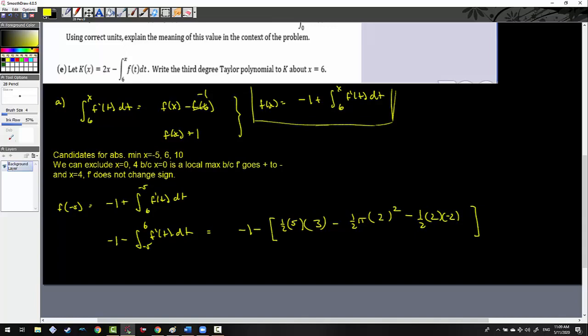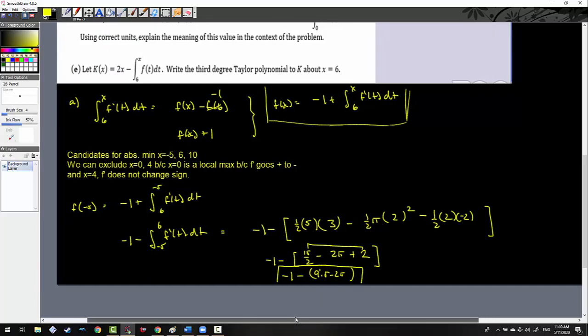And after doing all this simplification here, you end up getting -1 minus 15 over 2 minus 2 pi, plus 2. So that's going to be 7.5 plus 2 is 9.5, so 9.5 minus 2 pi. And if you needed to use a calculator on it, you could, but it would be 9.5 minus 2 pi, all of that being subtracted from -1. All right, so I'll leave it right here because I feel like that might be good enough for us to be able to tell where it's at.